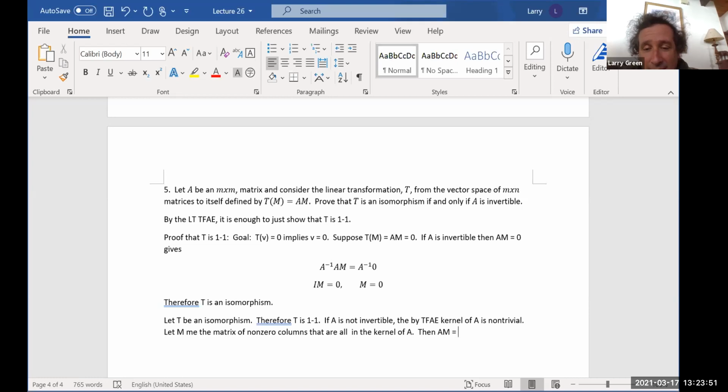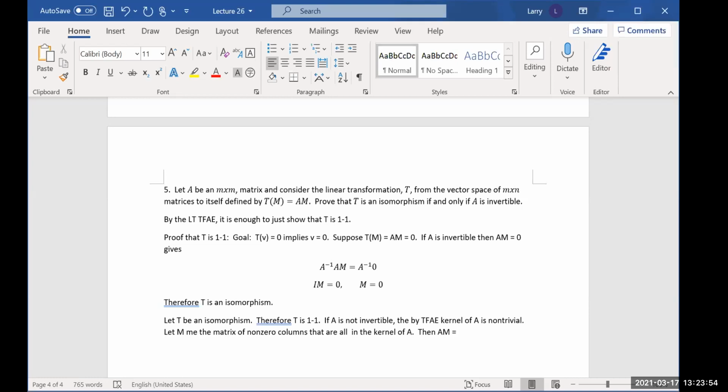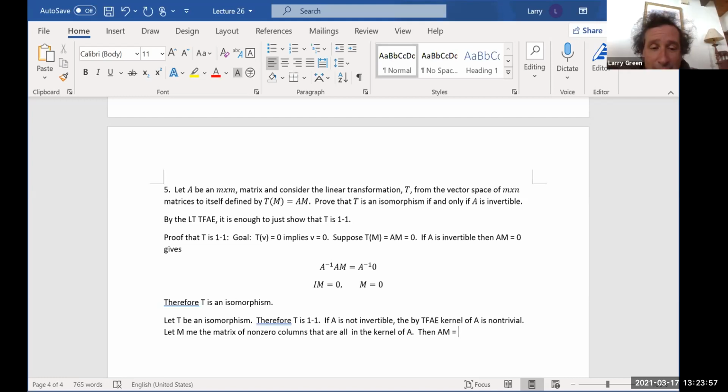What happens if you take A times the kernel? You get zero. You get a zero matrix because A times every column is just zero. That's what kernel means. And if all the columns are in the kernel, that means AM is zero. This is a contradiction, since T is 1-to-1. So M is a non-zero matrix, which means that T of M cannot be zero.